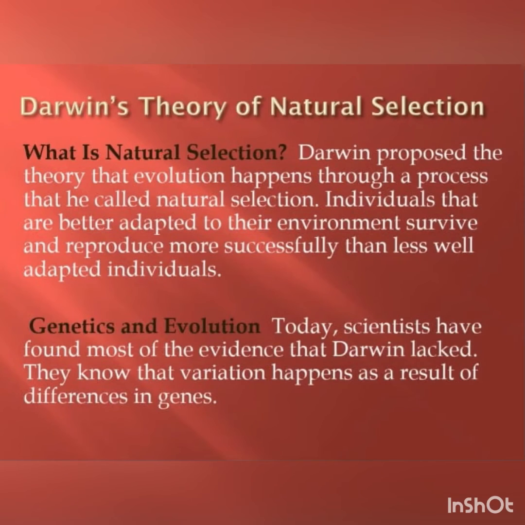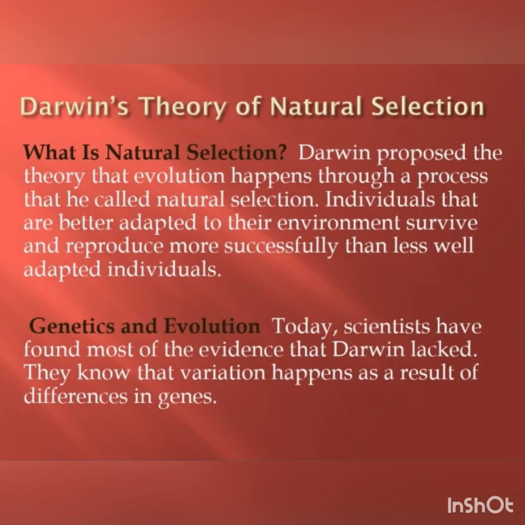Darwin's theory of natural selection. Darwin proposed the theory that evolution happens through a process that he called natural selection. Individuals that are better adapted to their environment survive and reproduce more successfully than less adapted individuals. Genetics and evolution: scientists have found most of the evidence that Darwin lacked.